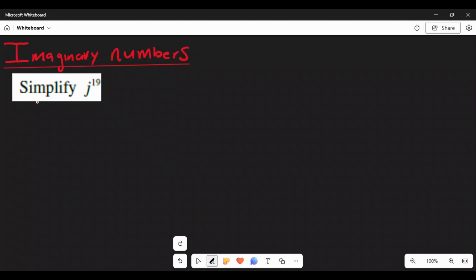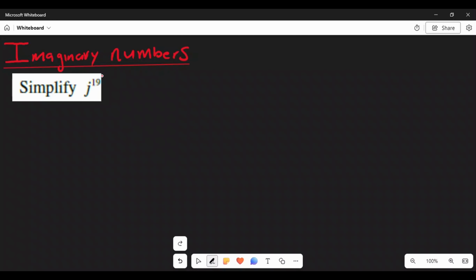Alright guys, so let's start solving this problem. Before we start though, I just want to alert you about this j, just in case you don't know. An imaginary number is sometimes represented by j, sometimes by i. So if you see j, it also means that this is an imaginary number.